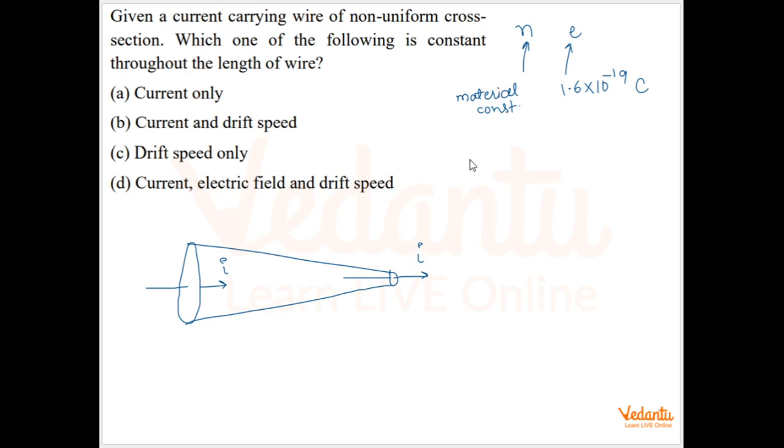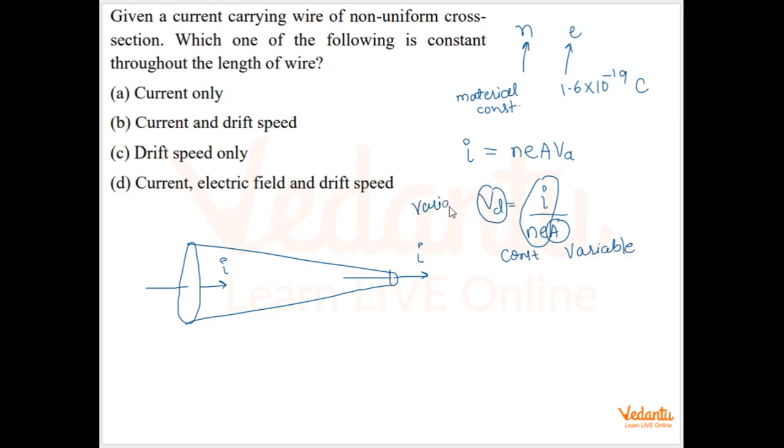Now beta, I remains the same. But if you see, beta, the formula for I is given by NEAVd. You will realize that drift velocity will be equal to I by NEA. Now here, since current, N and E, all these three are constant and area is a variable, you have to realize that therefore drift velocity will also be a variable. As area changes, drift velocity will also change.